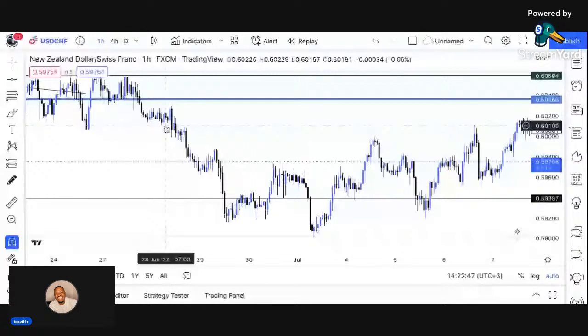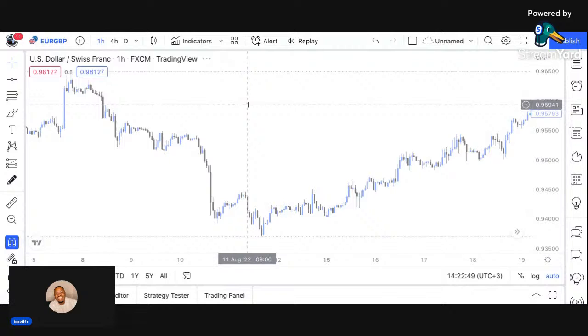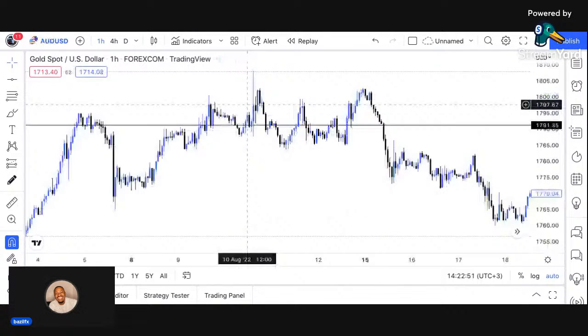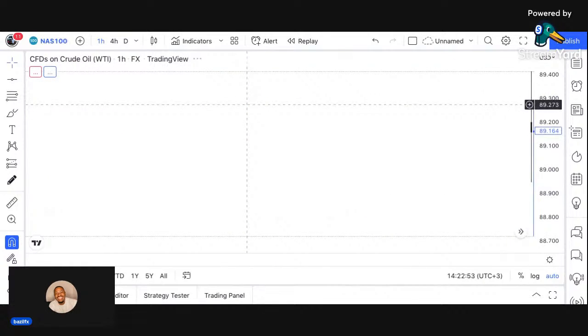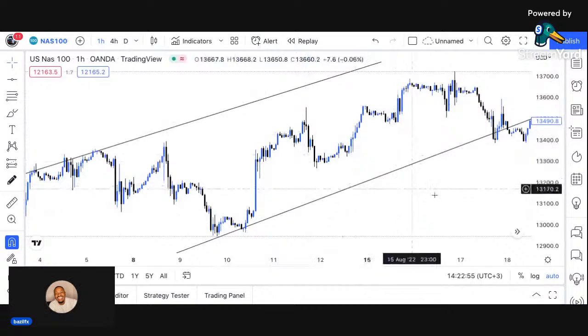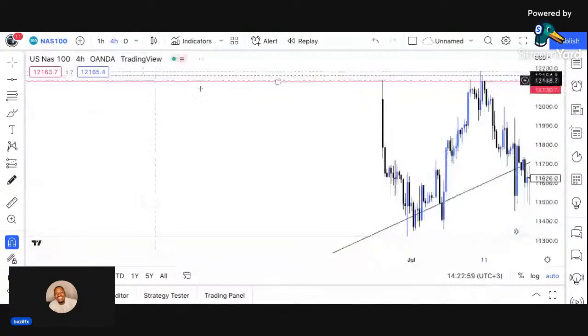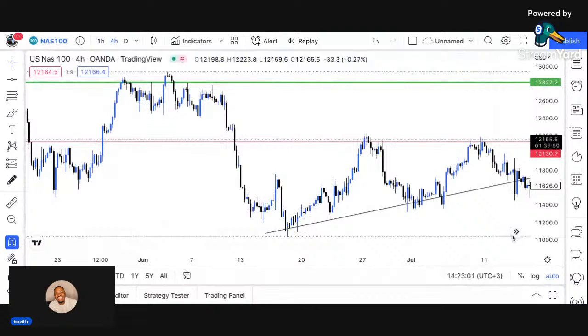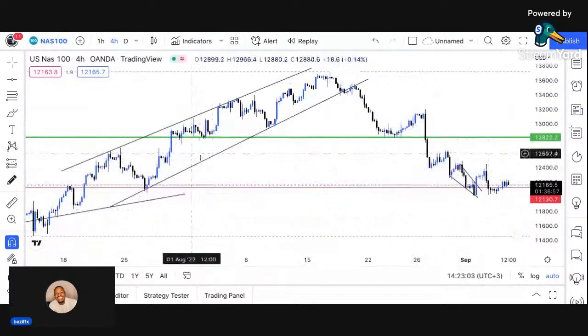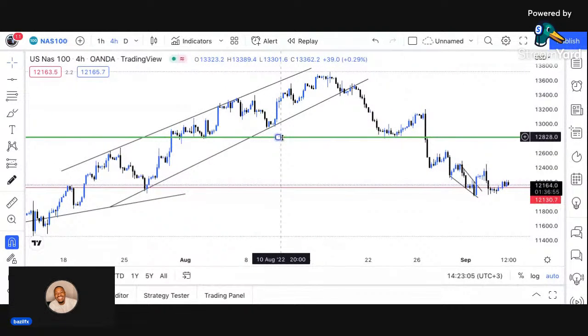So we are going to choose another currency. Let's see. This is Nasdaq. So this is my Nasdaq, as you can see, guys. I'm going to go to the 4-hour time frame. As you can see, this is the 4-hour time frame.